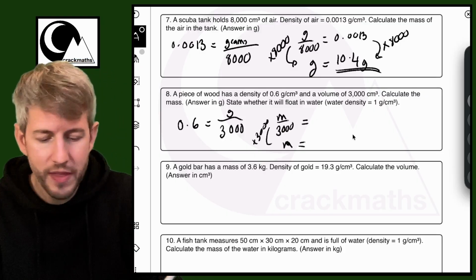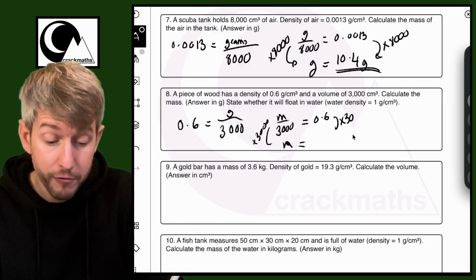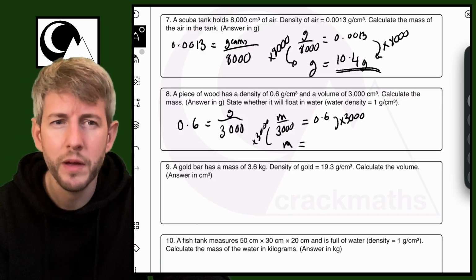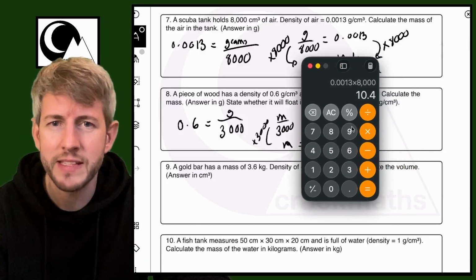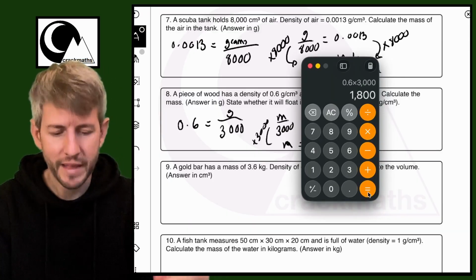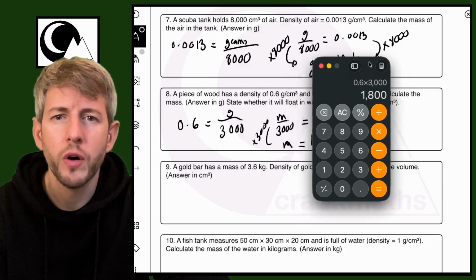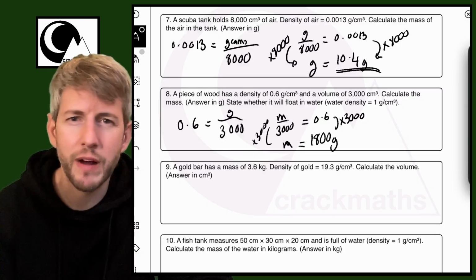The grams is the mass. Okay, and this was equal to 0.6. So 0.6 times 3,000. It's going to be something to do with 18. So 0.6 multiplied by 3,000. Yeah, 1,800. Okay, so here we go. We've got the mass is 1,800 grams.